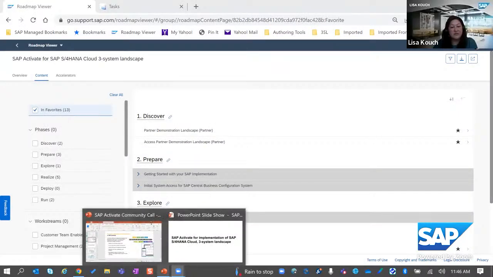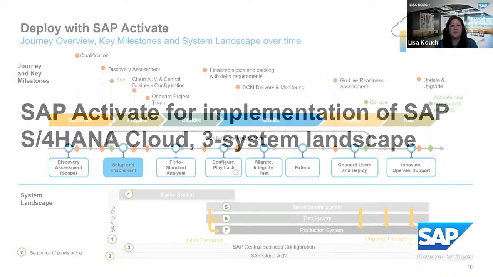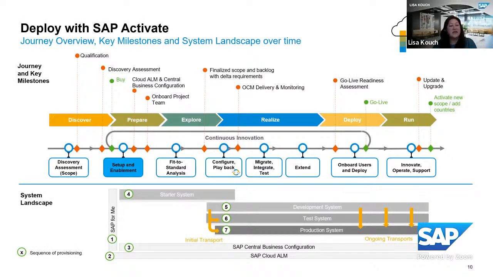I should be sharing my screen now. So my name is Lisa Kuch, and I am part of the SAP Activate team. What I'm going to demo for you today is the SAP Activate implementation S/4HANA Cloud 3-system landscape. What you're looking at today is how you would deploy with SAP Activate, specifically with the 3-system landscape.